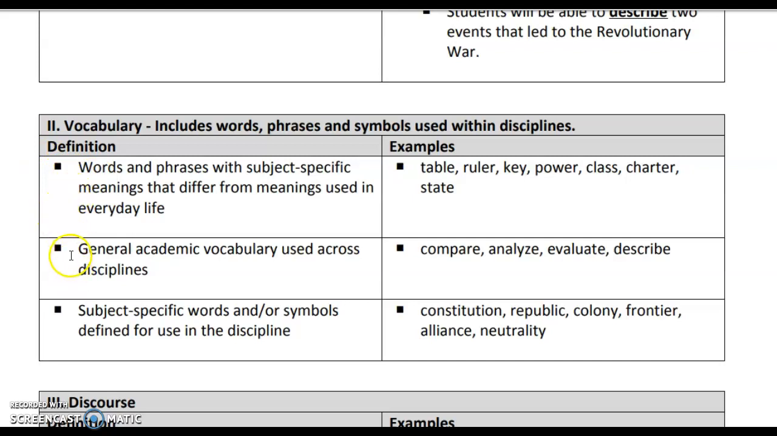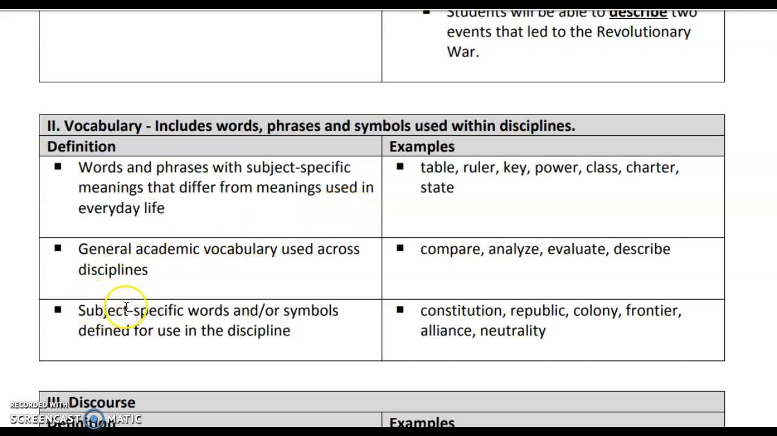Another important aspect would be just the general academic vocabulary. And this was already kind of touched on where we use these verbs like comparing and analyzing, evaluating, and describing. That's what we're really focusing our lesson on, and this is what the students are expected to be able to do at the end of the day.